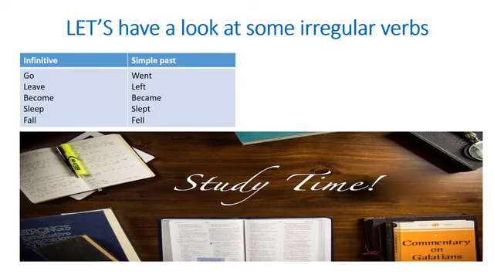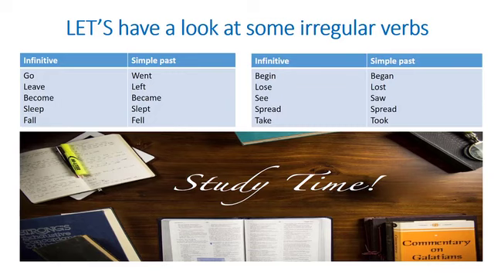Let's move to the next chart. Another group of verbs, they are called irregular verbs. The verb begin, its simple past is began; lose, lost; see, saw; spread, spread; take, took. So you have to study these verbs. Take your time, pause the video, write them down if you like, because we're going to use them in our practice. I will give you your time to write them down or pause the video. Okay, if you have finished, let's move to the next part.